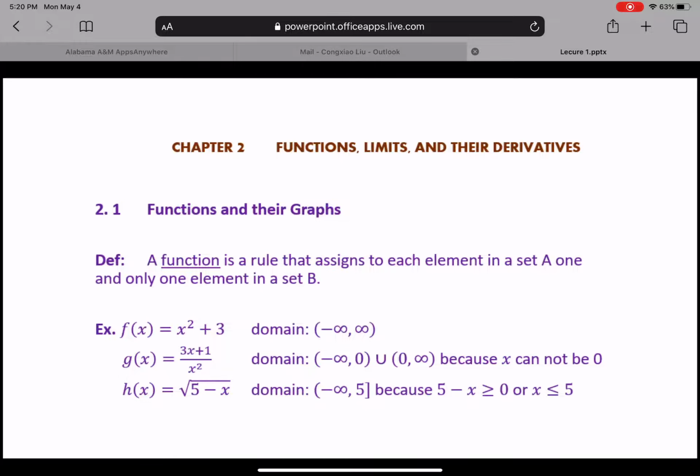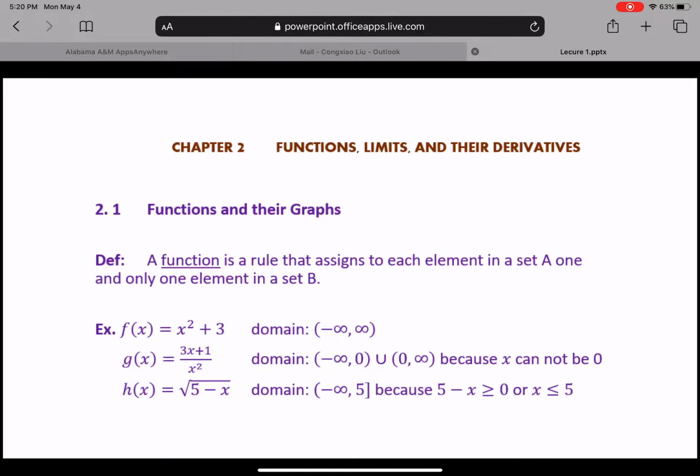functions and their graphs. So what's the definition of a function? A function is a rule that assigns to each element in a set A only one element in a set B. So you start from 2 sets of numbers. We call them A and B. For any number in A, you pick a unique number in set B corresponding to it. So that defines a rule between those 2 sets, and we call this rule a function.